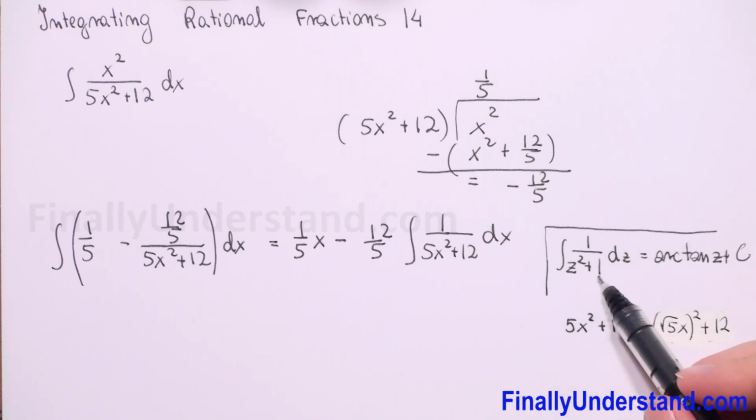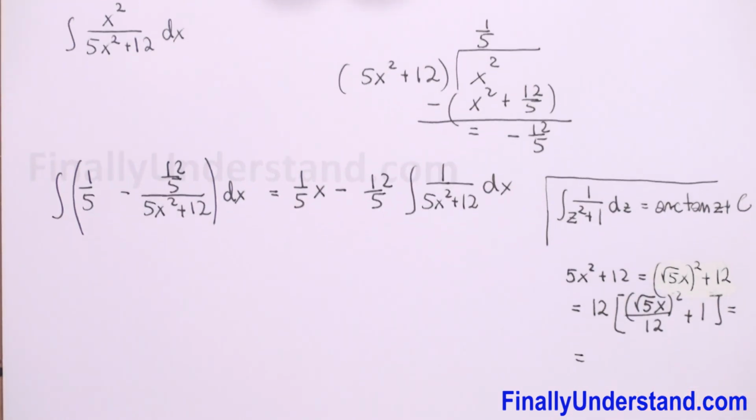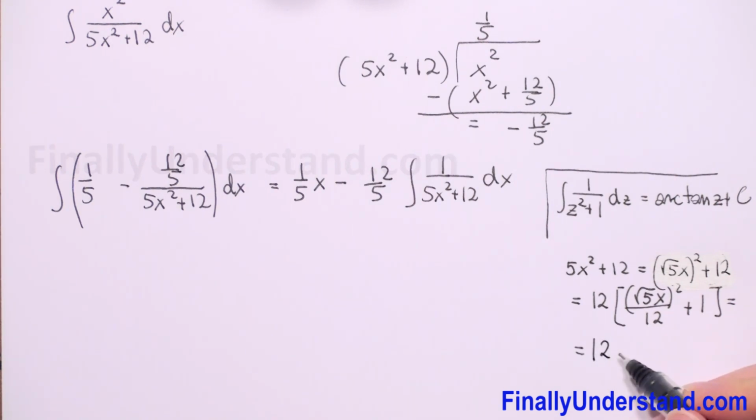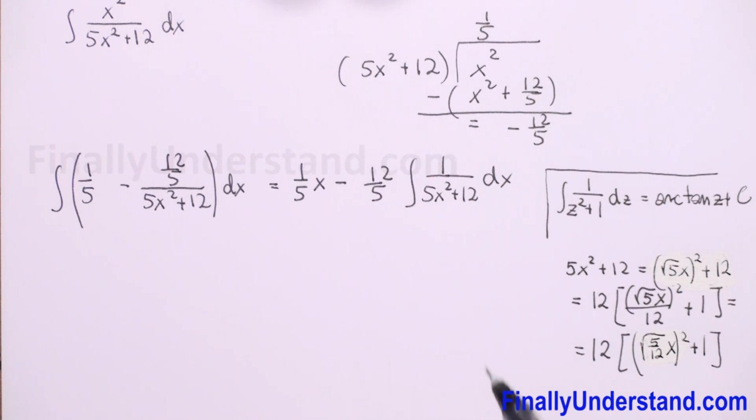Next, because I need to have 1 here, I will factor out 12. So this is equal to 12 times, and in the first expression I will put the square root of 5 x squared over 12, and plus 1. So this is equal to, now I can change this, 12 we copy, and we have the square root of 5 over 12 x to the second power plus 1. So let me rewrite our integral in this form.